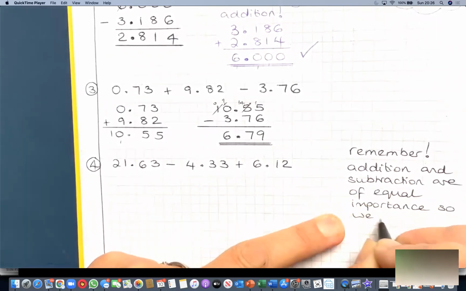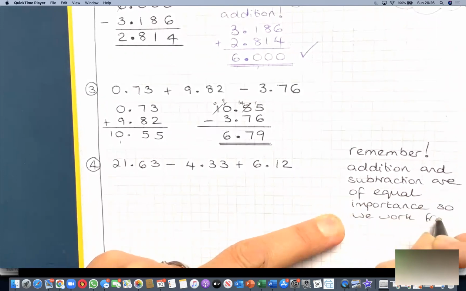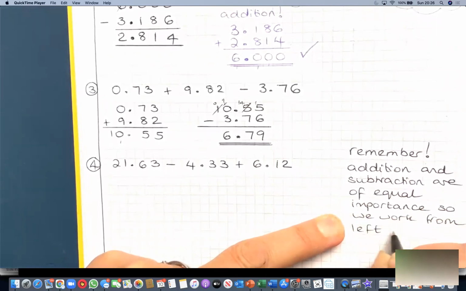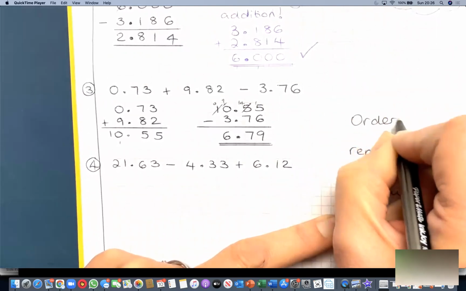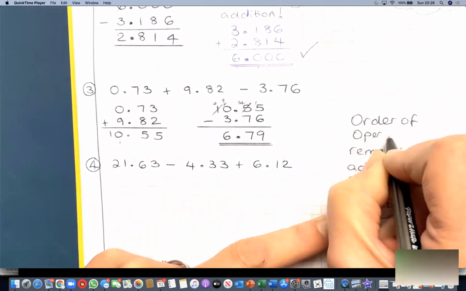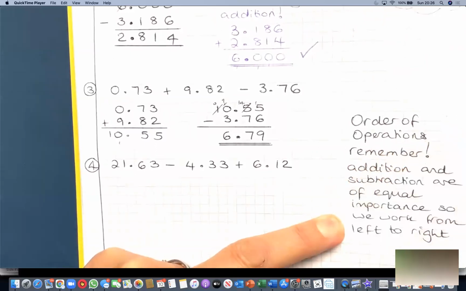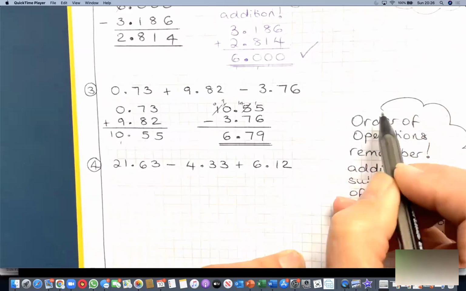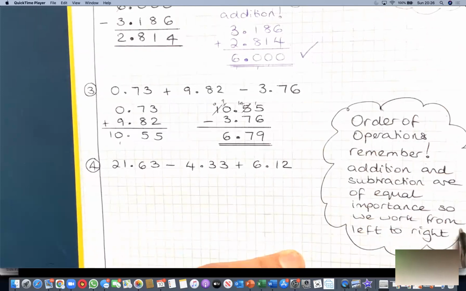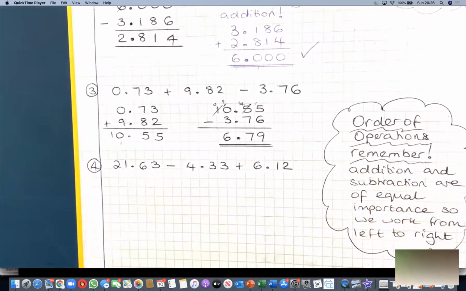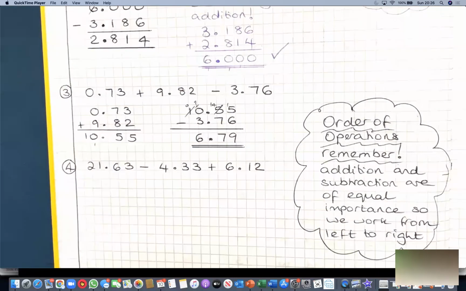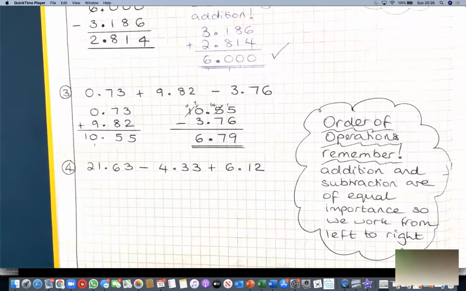So we work from left to right. So this is your order of operations. Remember, addition and subtraction are of equal importance. So we work from left to right. I didn't even use a ruler then, did I? I'll be telling myself off later.